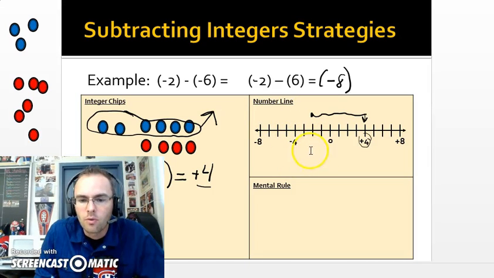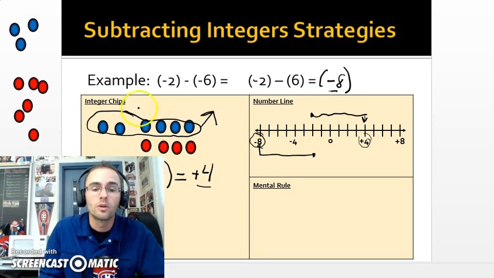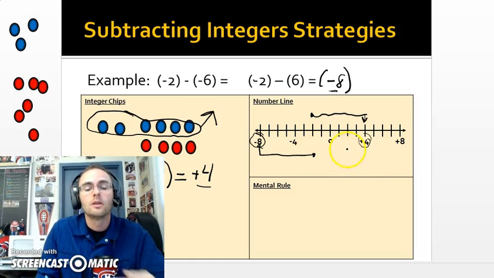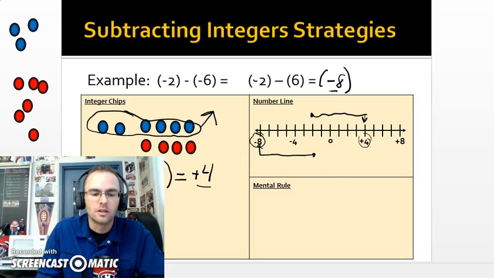So I start off with -2, which is right here. And I need to take away 6 positive. So I go left. 1, 2, 3, 4, 5, 6. And that is where I end up. -8 right there, which is what we had and showed using the integer chips. Again, when you're subtracting integers, you're kind of going the opposite way on the number line because you're taking away a positive or taking away a negative. So that is using the number line.